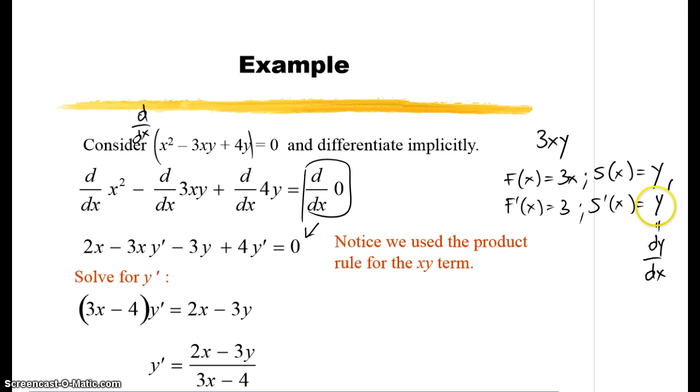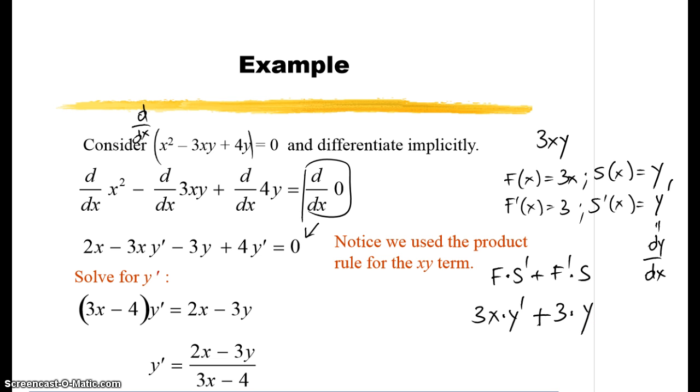Right? Because this is a function of x. When I take the derivative here, I get y prime. I write the derivative of y with respect to x. Then, by the product rule, this is f times s prime plus f prime times s. So I get 3x times the derivative, which is y prime, plus f prime, which is 3, times the second function, which is y.